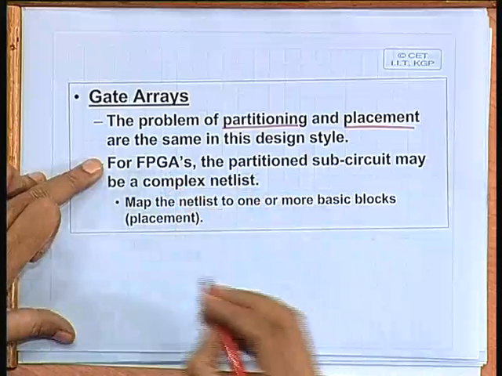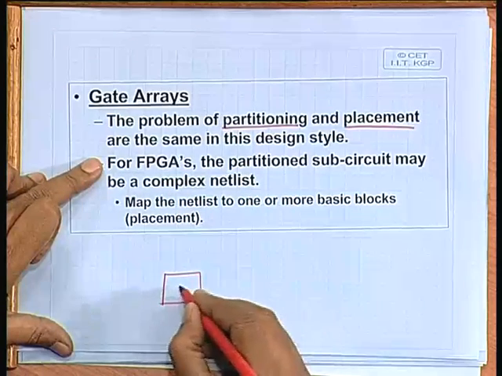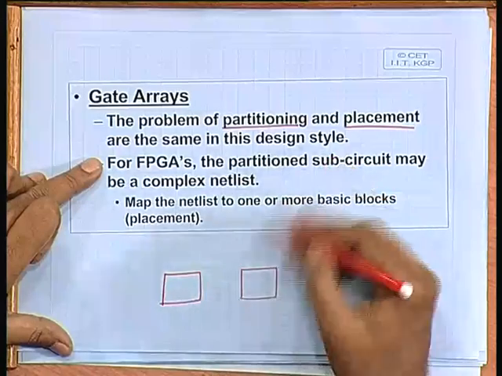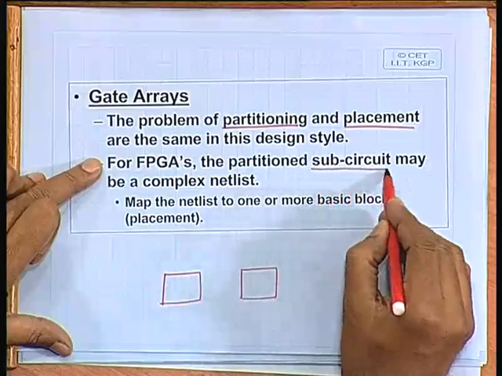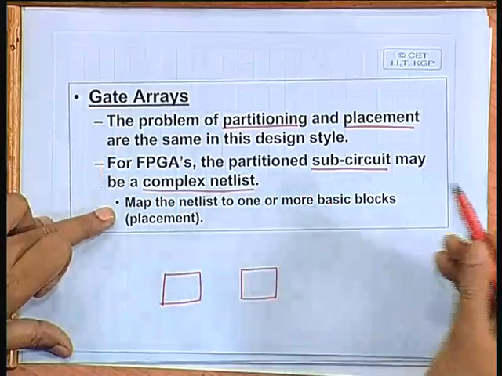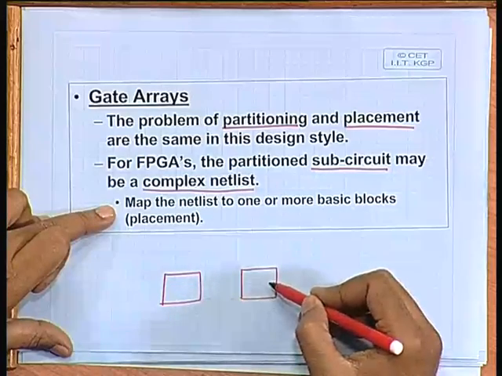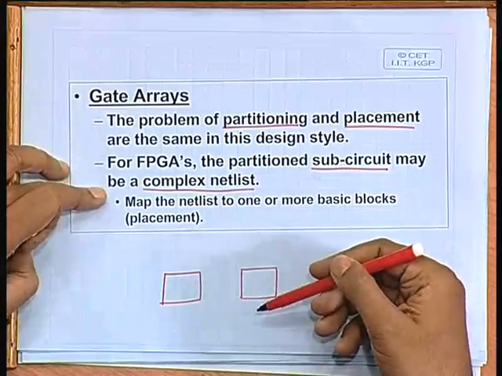But for FPGAs, since the basic blocks on the chip are more complex than a gate, the partition sub-circuit can be a complex netlist. That complex netlist can map into one or more basic blocks. So, the problem for gate arrays and FPGA is slightly different, slightly simpler, I mean. Okay.